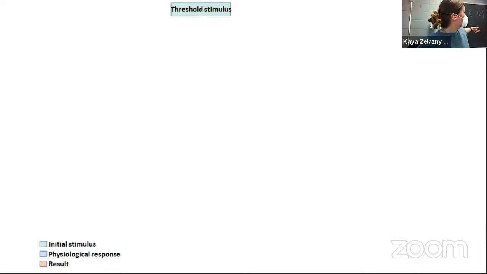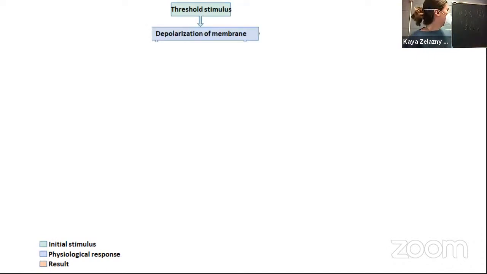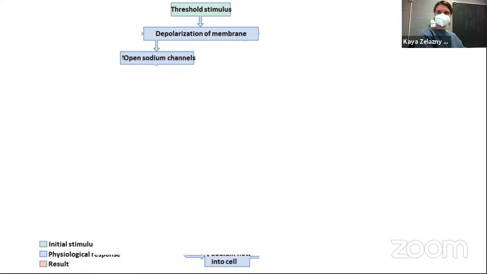So our initial stimulus here is just a threshold stimulus. So we got some signal from somewhere out in the body that we should potentially be firing off a nervous response. Our threshold stimulus is going to start to create a depolarization of the message. Depolarization means it's coming up, right? Our membrane potential is starting to climb. Since we have specified that it is a threshold stimulus, we're going to reach negative 55.